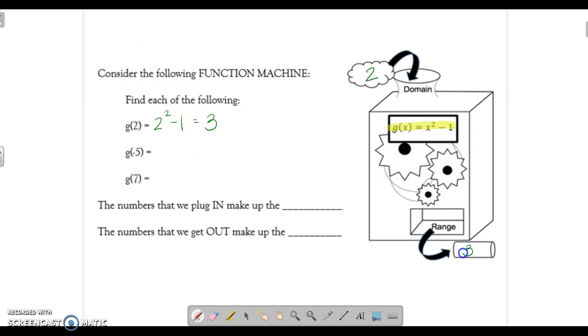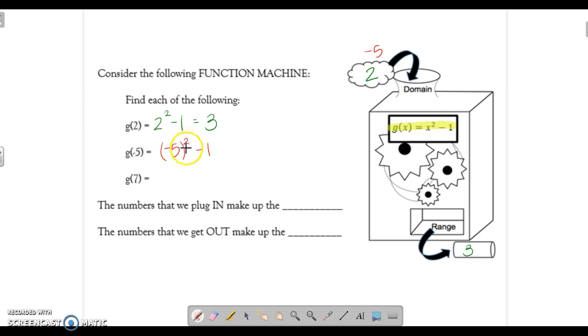So our output here would be 3. Same thing if I'm going to do g of negative 5. If I plug in negative 5, that means that we're going to do negative 5 squared. Now remember, to do negative 5 squared, it needs to be in parentheses. Otherwise, it's the opposite of 5 squared in your calculator. If you're going to use your calculator, make sure you have those parentheses.